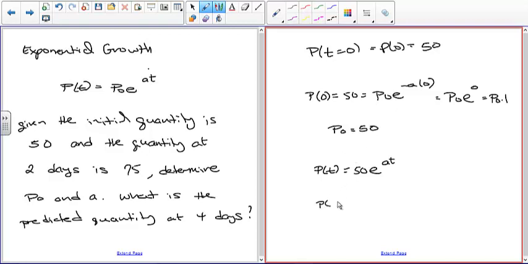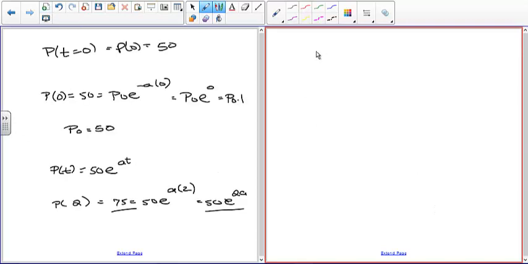So what we say is P of 2 days is 75. So that's the left-hand side of the equation. On the right-hand side of the equation, we have 50 e to the a times 2, or 50 e to the 2a. So we just need to solve for a now. So we got this is equal to that. So we're going to divide both sides by 50. So you get 75 over 50 is equal to e to the 2a. That's 1.5 is equal to e to the 2a.